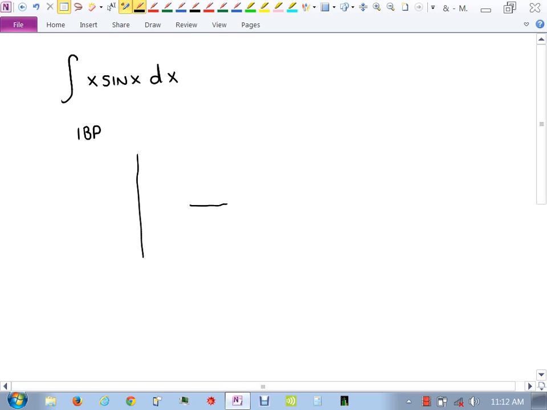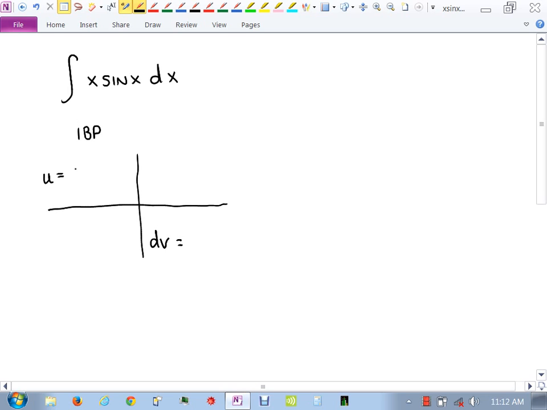I'm going to make a table. I'm going to have to choose a u, and I'm going to have to choose a dv. What do you prefer? Whatever. I'm not going to take points off. Nope. The book doesn't do a table, but they do write u, du, and dv. So it's up to you. But I do want to see what your u is and what your dv is.